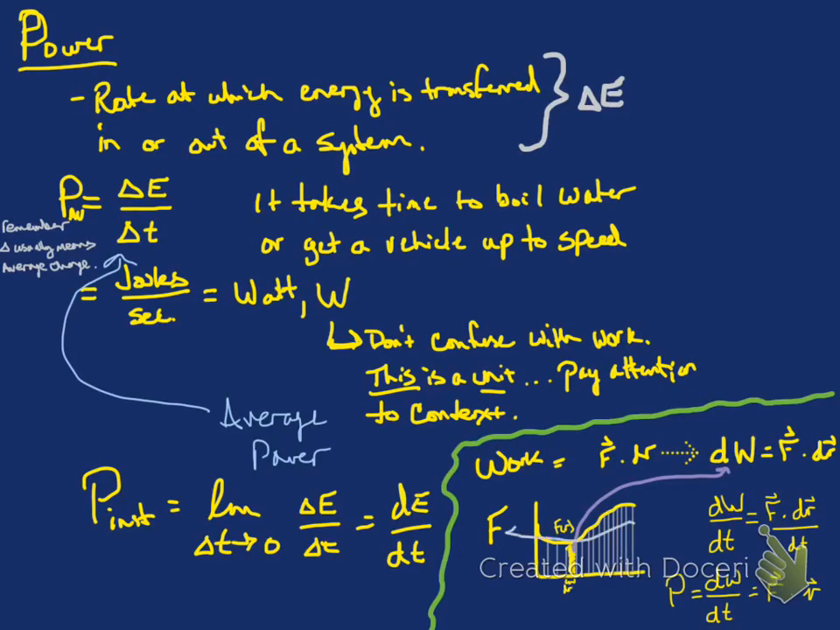Okay, so let this sink in for a minute. This little teeny tiny amount of force times distance, this work right here, if it takes place over time, that's going to give us our dW dt, but dW dt is equal to force times dr dt, and dr dt is our velocity. It's the rate of change of displacement over time.